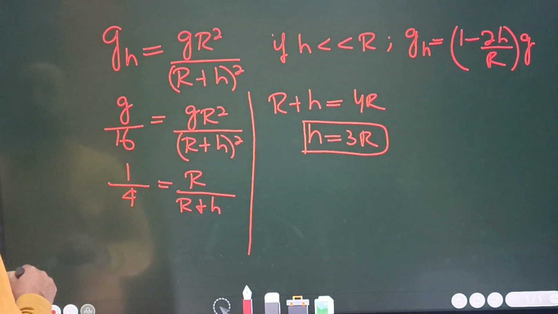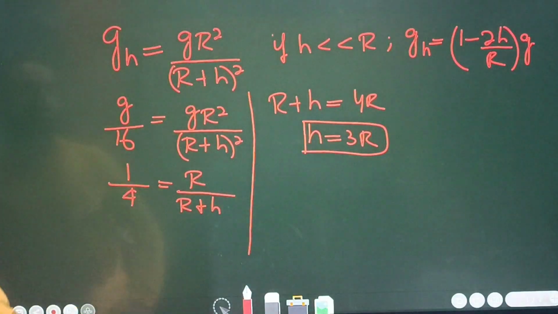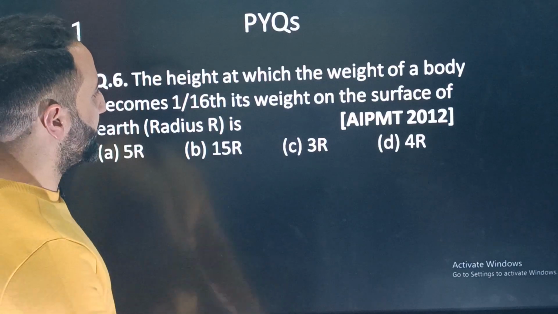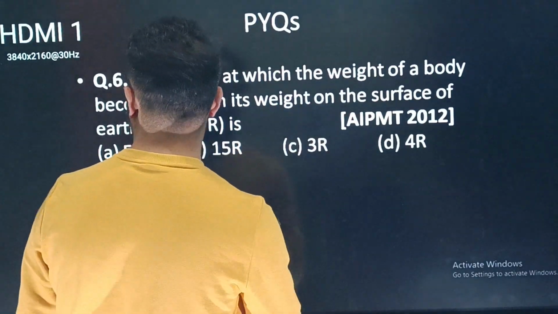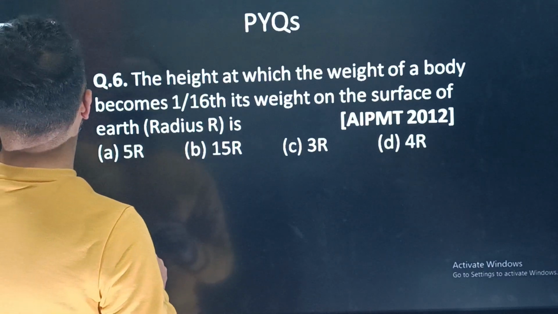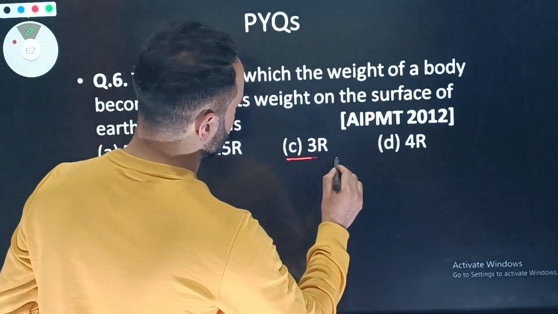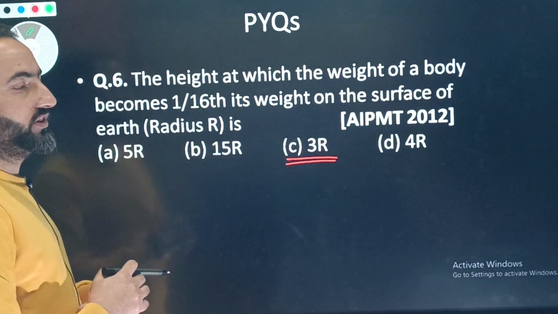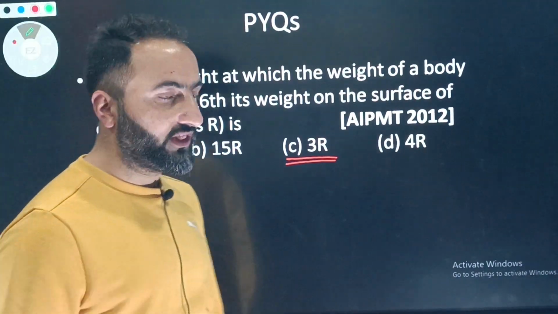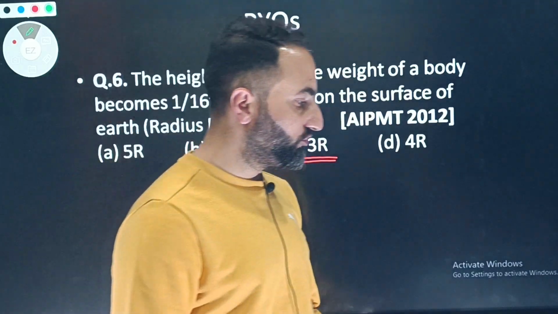Okay. So let's move back to the question. So this was our question. So answer is what? That's equal to 3r. Isn't it? That's equal to 3r. All right. So this is the answer of the problem. That's equal to 3r. So answer is simply what? That's equal to 3r. Now let's switch to another question.